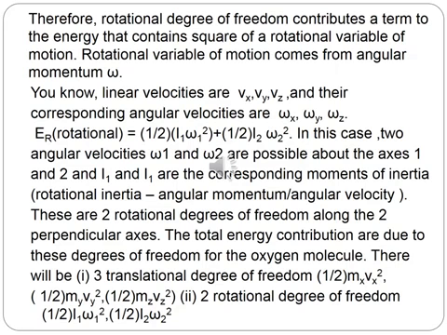So, in case of the oxygen molecule, there will be two rotational degrees of freedom along two perpendicular axes. Consider the total energy contribution due to these degrees of freedom for the oxygen molecule. There will be three translational degrees of freedom, which are 1 by 2 mx vx square, 1 by 2 my vy square and 1 by 2 mz vz square, and two rotational degrees of freedom, which are 1 by 2 I1 omega 1 square and 1 by 2 I2 omega 2 square.